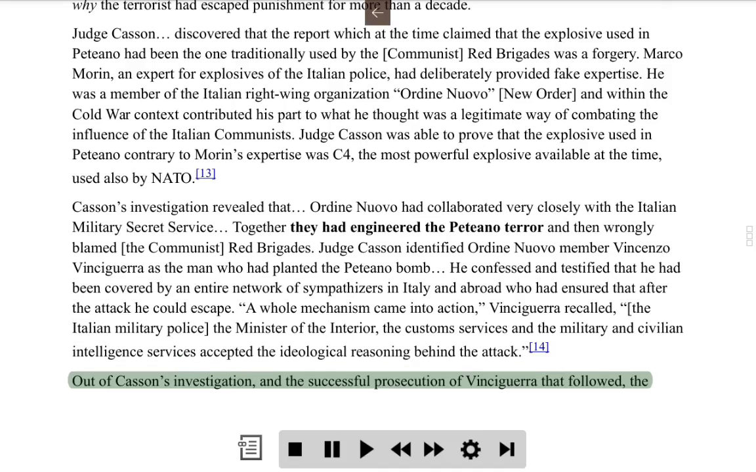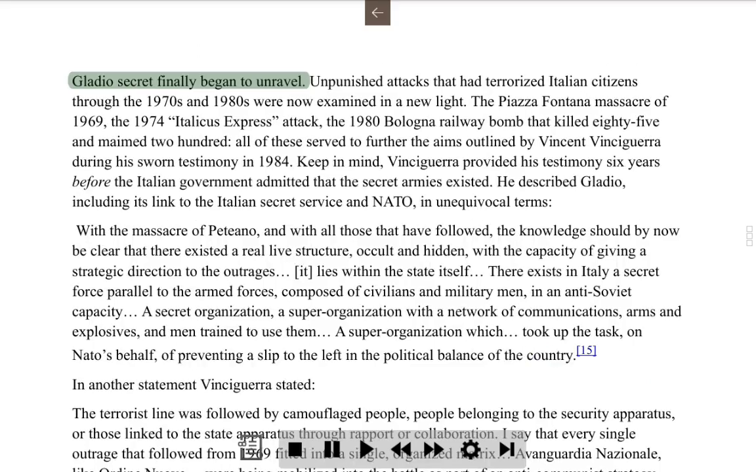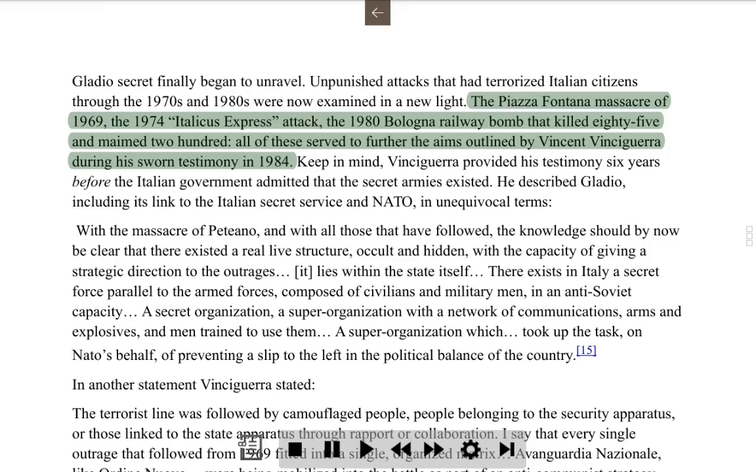14. Out of Casson's investigation and the successful prosecution of Vinciguerra that followed, the Gladio secret finally began to unravel. Unpunished attacks that had terrorized Italian citizens through the 1970s and 1980s were now examined in a new light. The Piazza Fontana massacre of 1969. The 1974 Italicus Express attack. The 1980 Bologna railway bomb that killed 85 and maimed 200. All of these served to further the aims outlined by Vincenzo Vinciguerra during his sworn testimony in 1984.